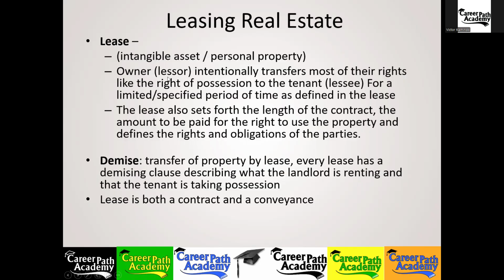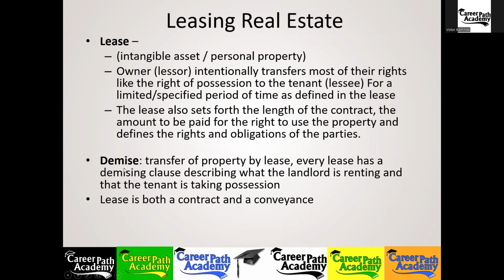Now, the owner is known as the lessor. They're the one who intentionally transfers most of their rights as well as the possession of their property to a tenant who is the lessee for a limited period of time as defined in the lease. So the lease sets forth the length of the contract, the amount that's to be paid for the right to use the property, and it defines the rights and obligations of each of the parties.